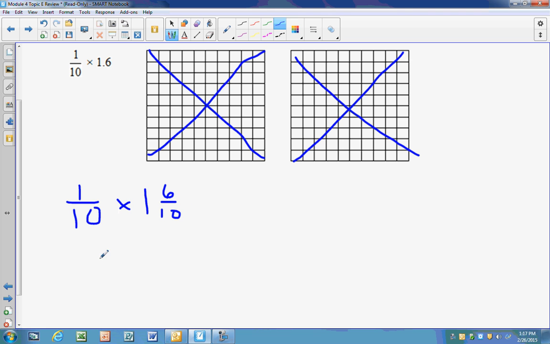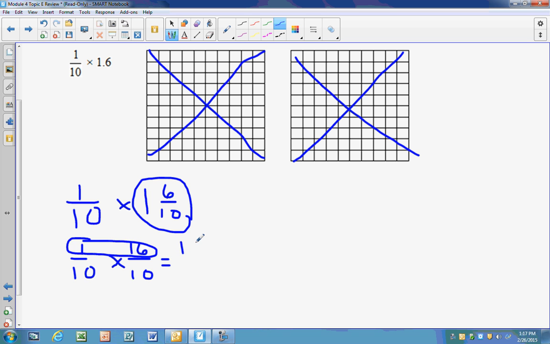So step 1 would be to rewrite it just as is, 1/10, and turn this into an improper fraction because we can't leave it like that, which would make 16/10. And that we would then multiply straight across. So 1 times 16 is 16, and 10 times 10 is 100. And in this case, we don't need to simplify because we're using it for decimals. So I can just take this number right here, 16/100ths, and I can convert that into 16/100ths as a decimal.